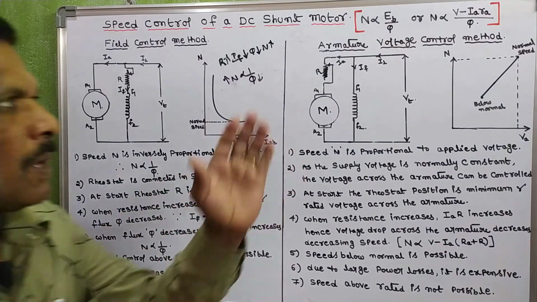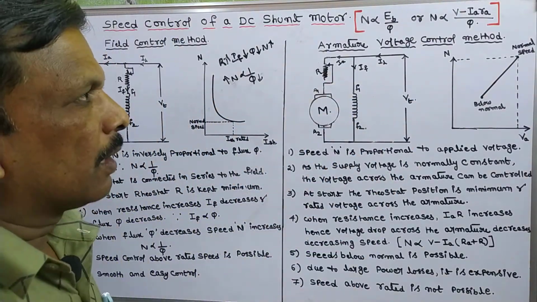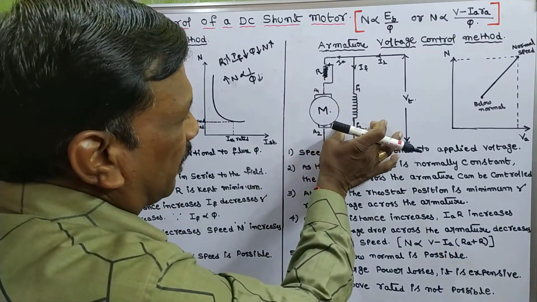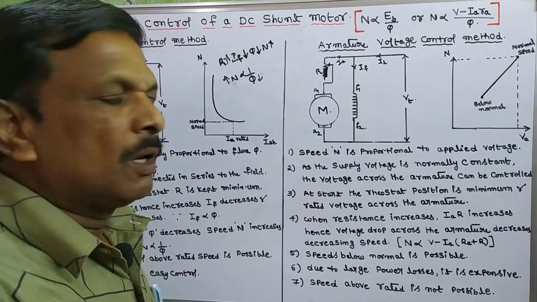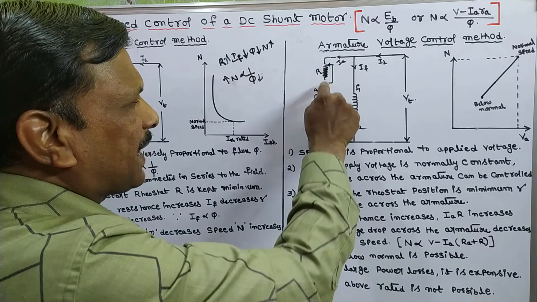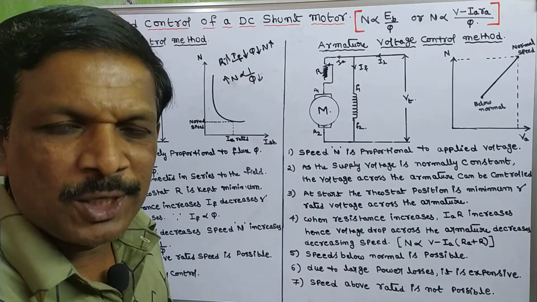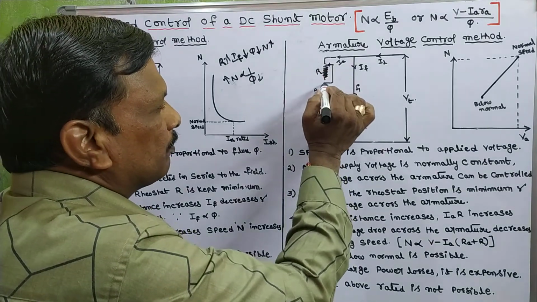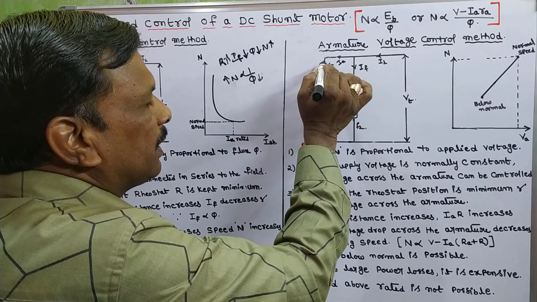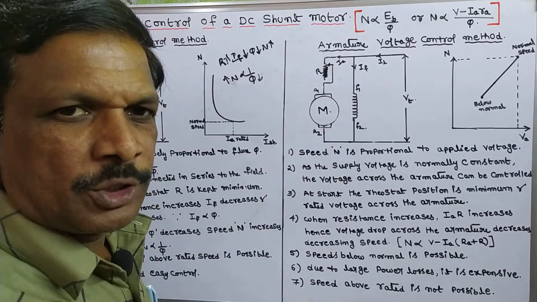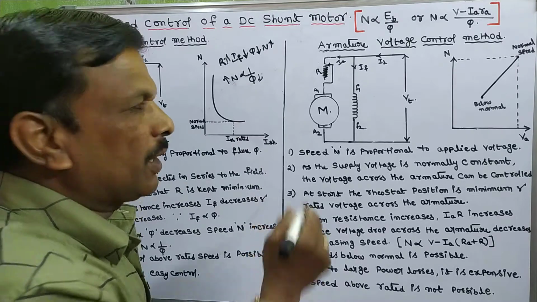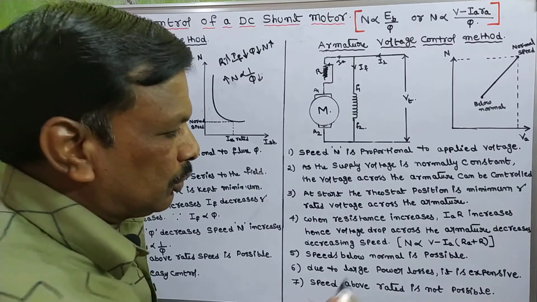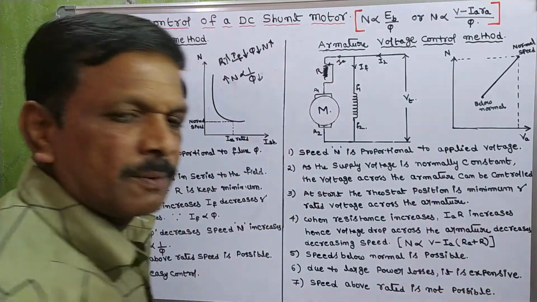Coming to armature voltage control method or rheostatic method, this is the diagram for armature control method. Here the rheostat is connected in series to the armature. Initially the rheostat is at minimum position. When we change the resistance slowly, the drop increases.